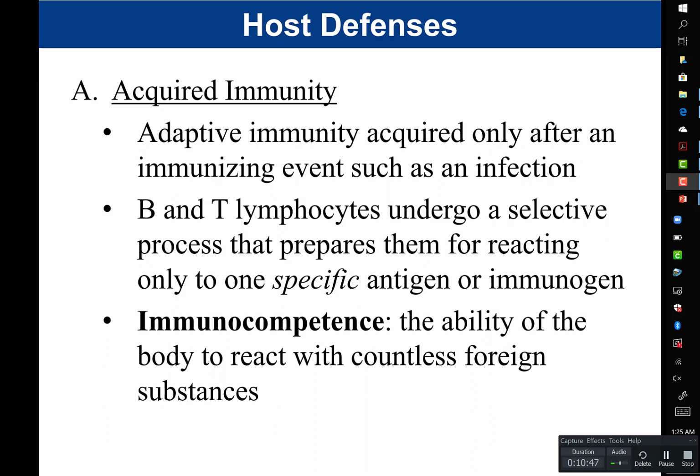When we talk about immunocompetence, this is the ability of the body to react with countless foreign substances. And so somebody who is immunocompetent is able to respond to any number of pathogens. The flip side of that would be if we say that somebody is immunocompromised, right? And we've talked a lot about conditions that make you immunocompromised, but basically it means that the immune system is not functioning properly and it's not able to fight off pathogens. And so that would be the opposite of immunocompetence.